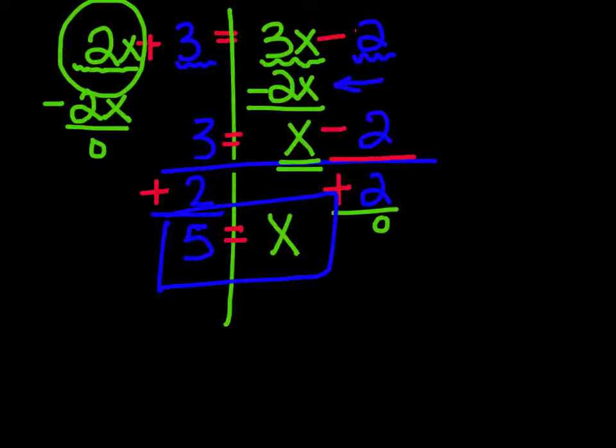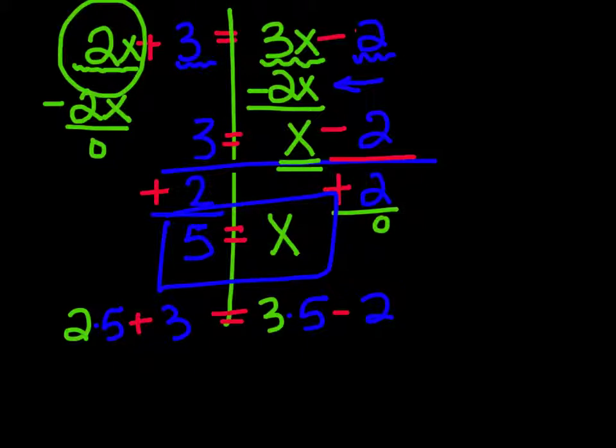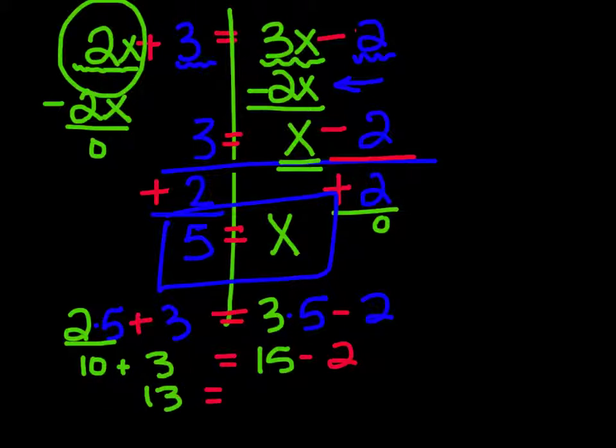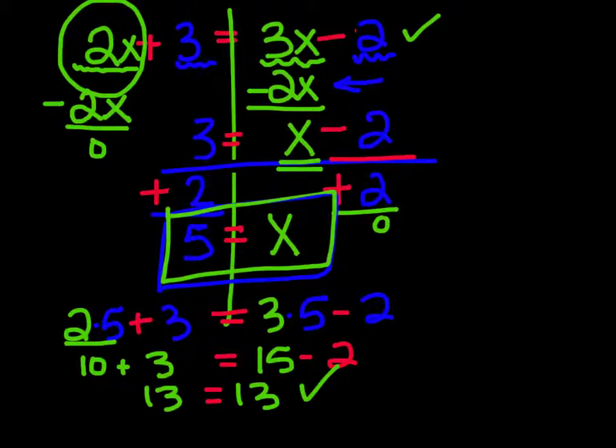Let's check our work though. Let's make sure we're right. If we put in 2 times 5 plus 3, does that equal the same thing as 3 times 5 minus 2? Let's see. 2 times 5 is 10 plus 3 is 13. 3 times 5 is 15, minus 2 is 13. So yes, we found the right answer, x equals 5.